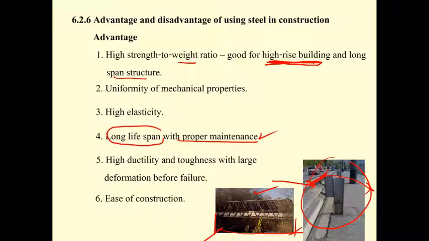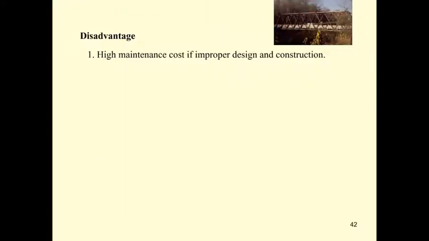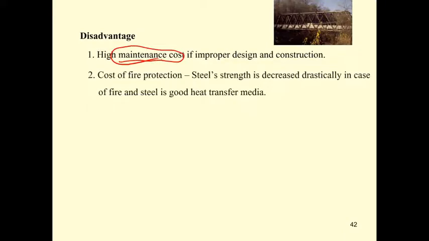And the last one is speed of construction. As I said, it can be pre-built, put on a truck, shipped to the construction site, and put into position. Disadvantage: high maintenance, which we talked about before, because of both fire and rust. You have to put on fire protection, which is going to reduce the heat that is transferred into the steel.